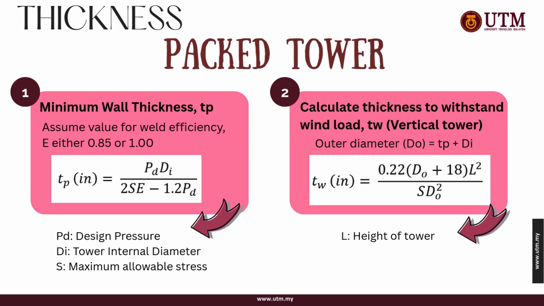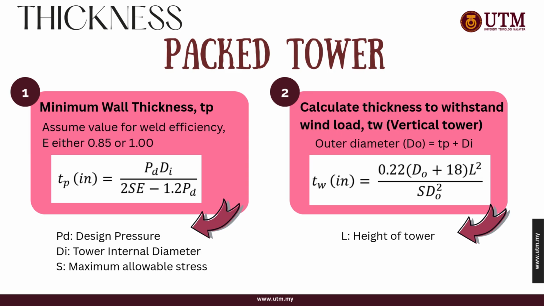Now let's look at how to calculate the thickness of a packed tower. To find the minimum wall thickness, also known as Tp, first we need to assume the value of the weld efficiency E, either 0.85 or 1.0. Then, given the equation where PD stands for the design pressure, Di stands for the tower internal diameter and S stands for the maximum allowable stress, we can find the minimum wall thickness.